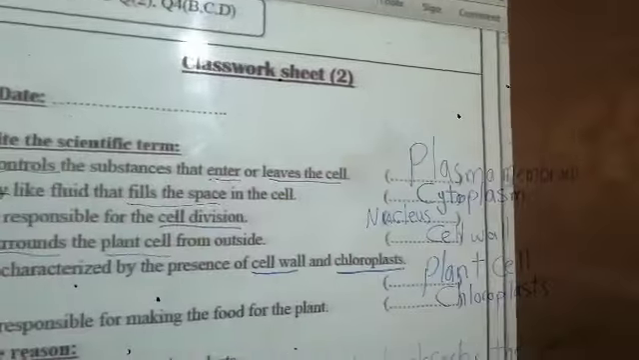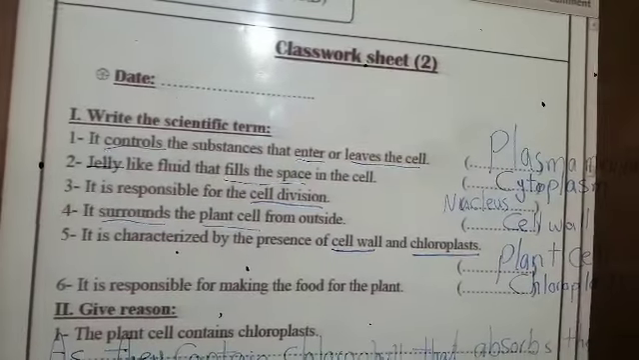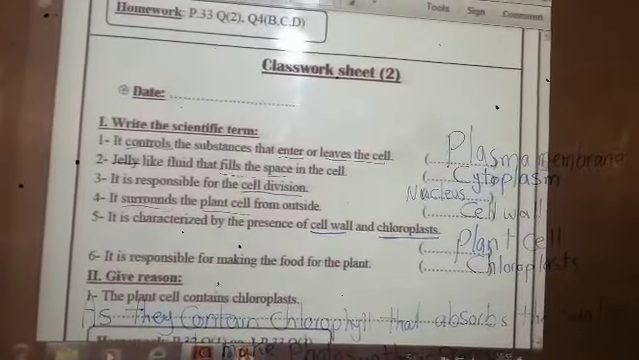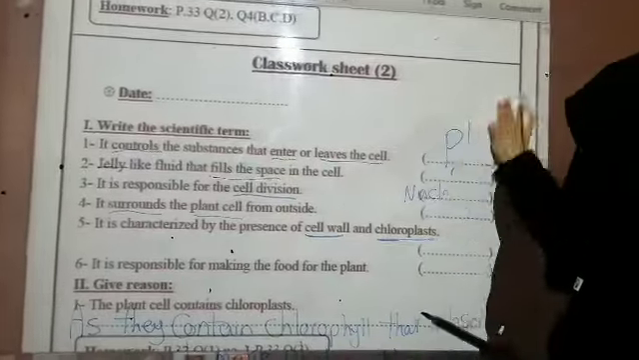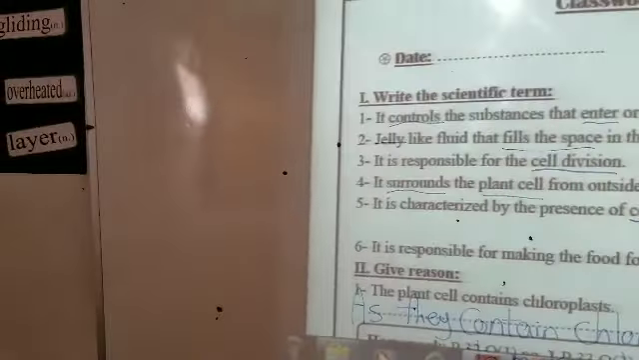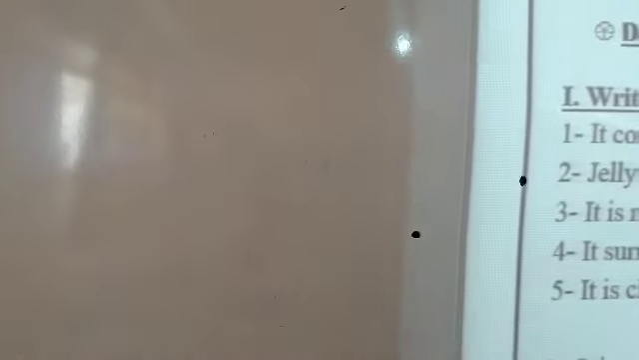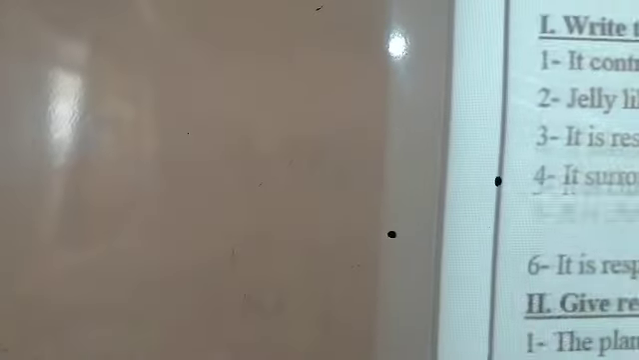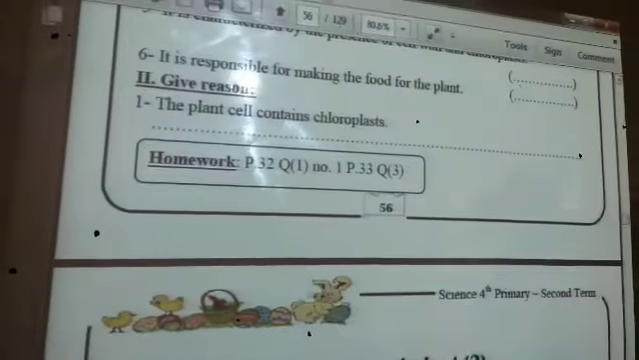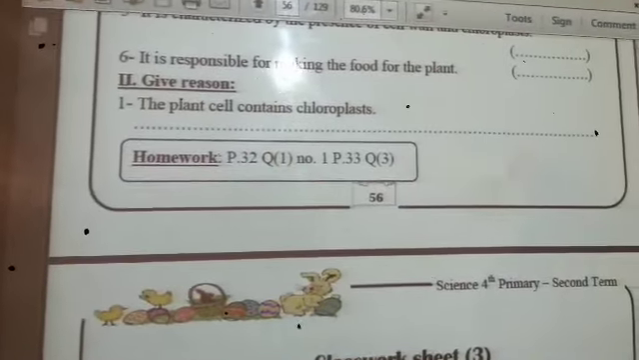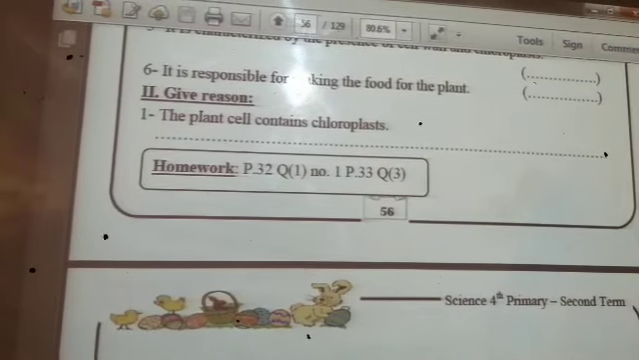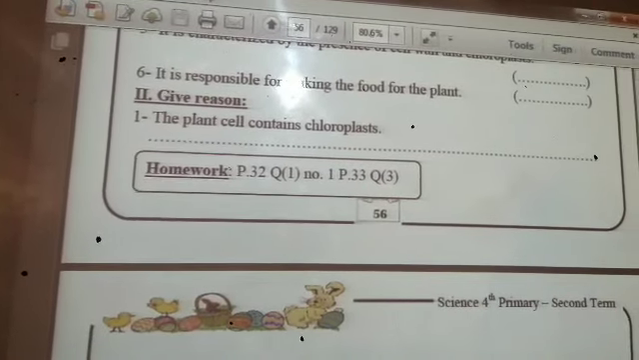Now we are going to solve class worksheet number 3. Don't forget to do the homework, page 32, question 1. Question 1, only number 1. And page 33, question 3.